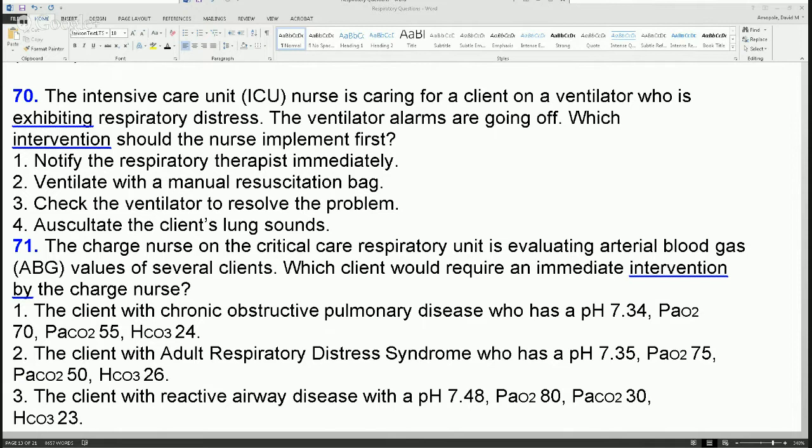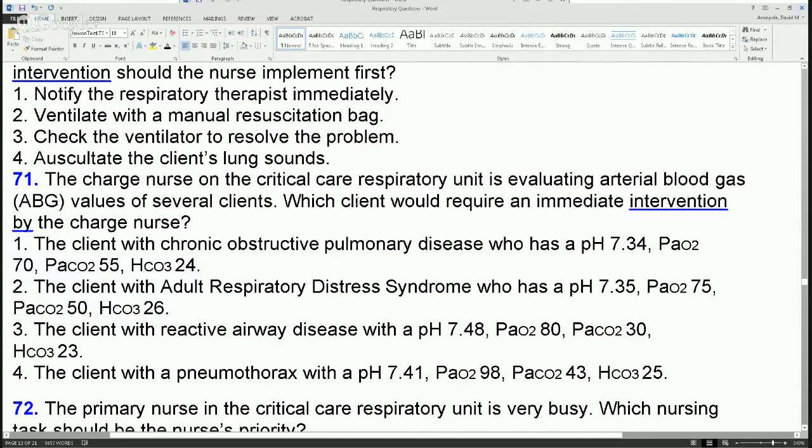Wow. If the ventilator system malfunctions, the nurse must ventilate the client with manual resuscitation until the problem is resolved. You should determine whether the nurse can remediate the situation by adjusting the ventilator before using manual ventilation. So if the ventilator is just not working, you manually bag them after you assess.